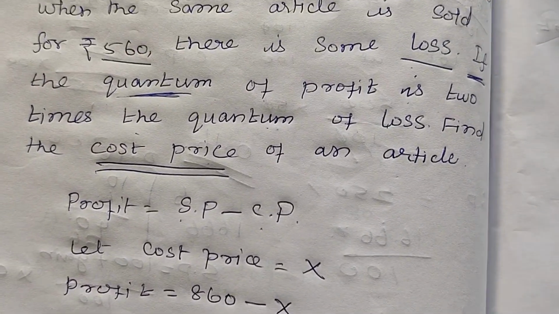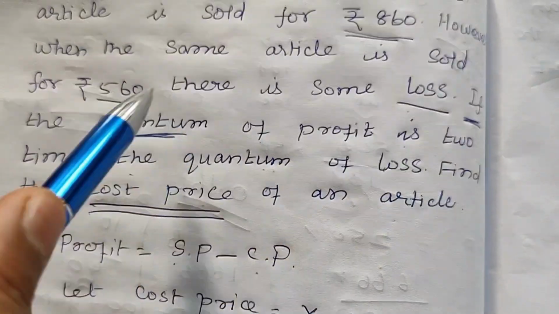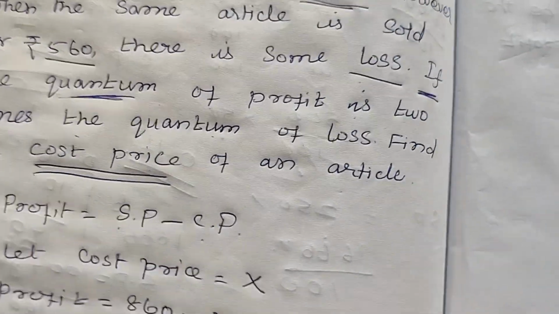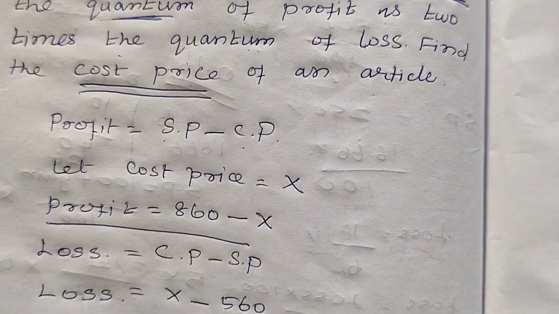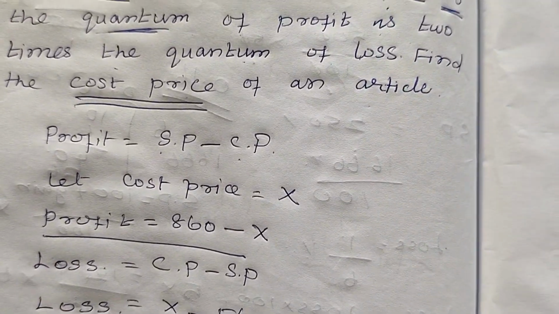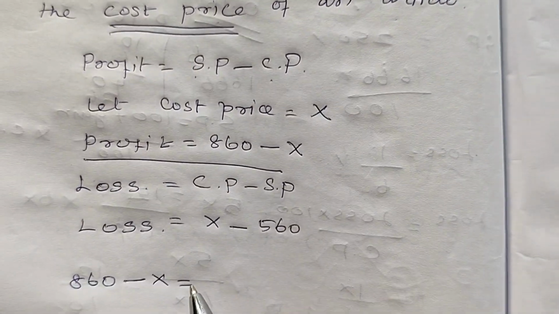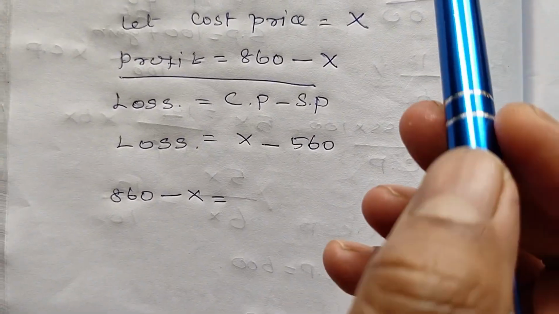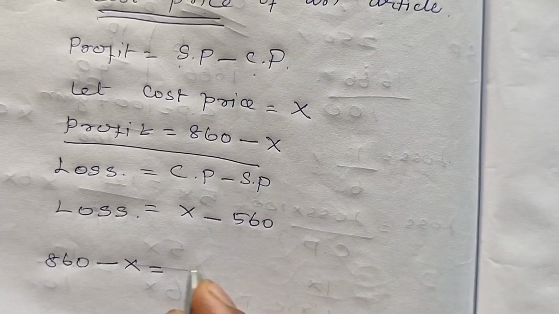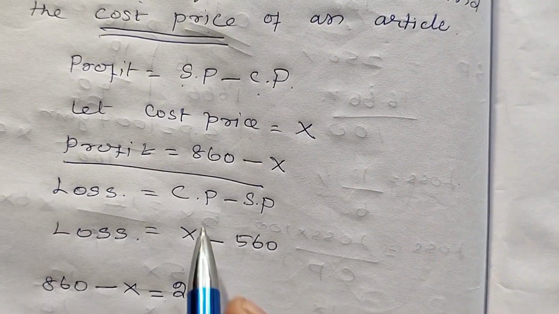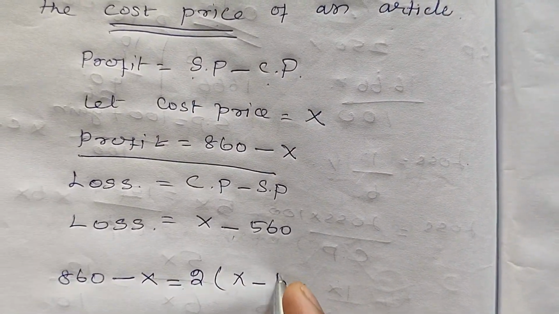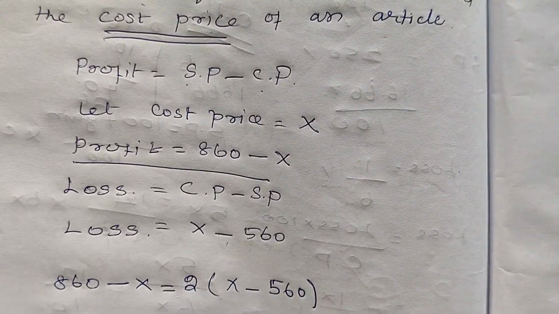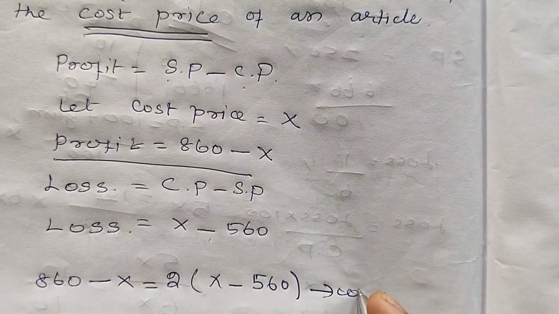Here the condition given is that the quantum of profit is 2 times the quantum of loss. What is the profit? Here the profit is 860 minus X. Quantum of profit is 2 times the quantum of loss. What is the loss here? X minus 560. This is the condition it is given.